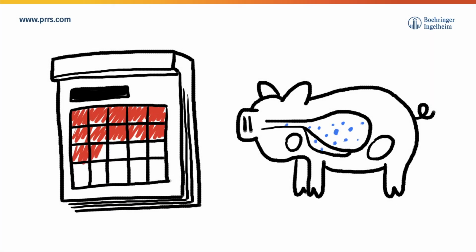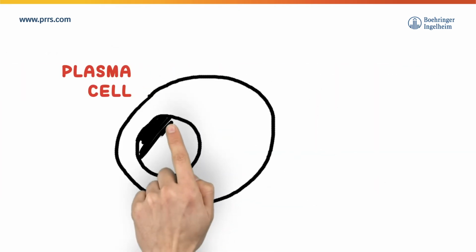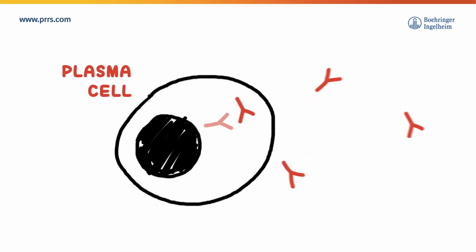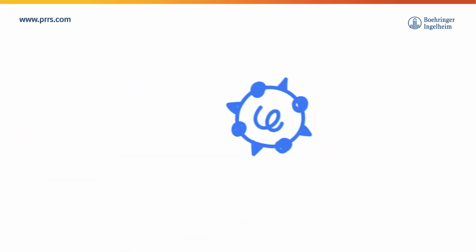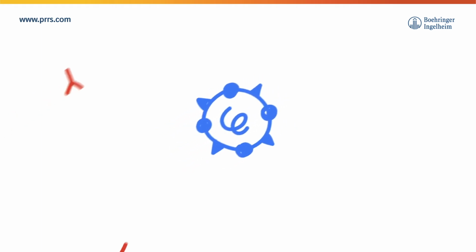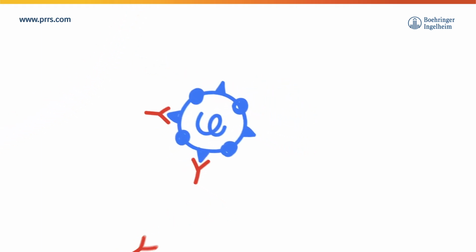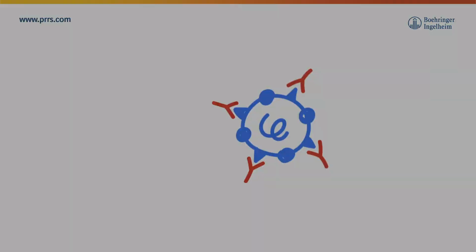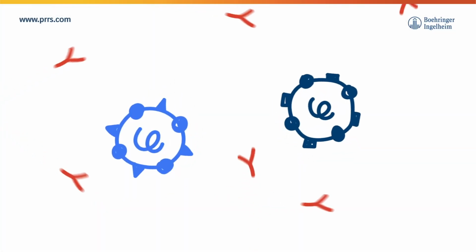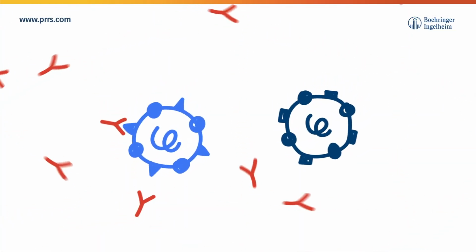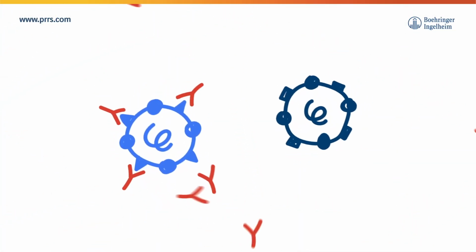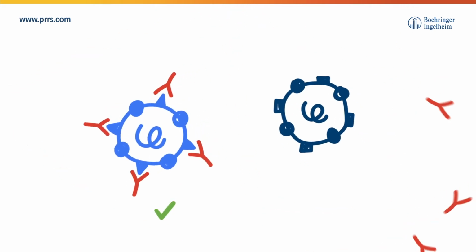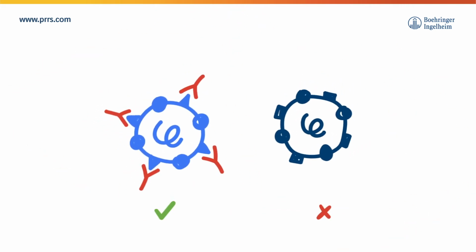Several weeks after infection, neutralizing antibodies are secreted from plasma cells. These antibodies bind to proteins on the surface of the virus, ideally preventing infection. However, the ability of PRRS virus to mutate these surface proteins results in the capability of the virus to go undetected by antibodies that were developed against a different strain of the virus.